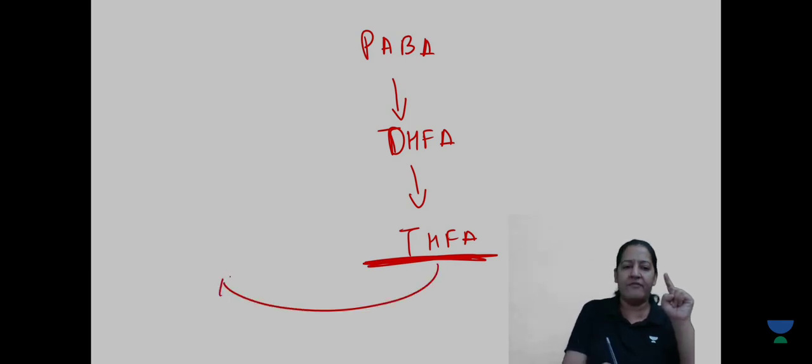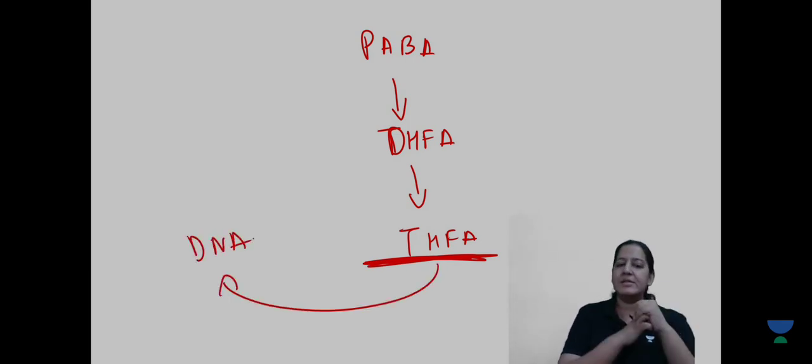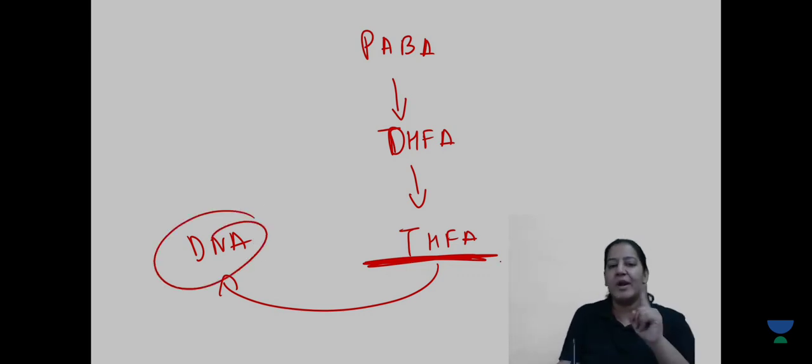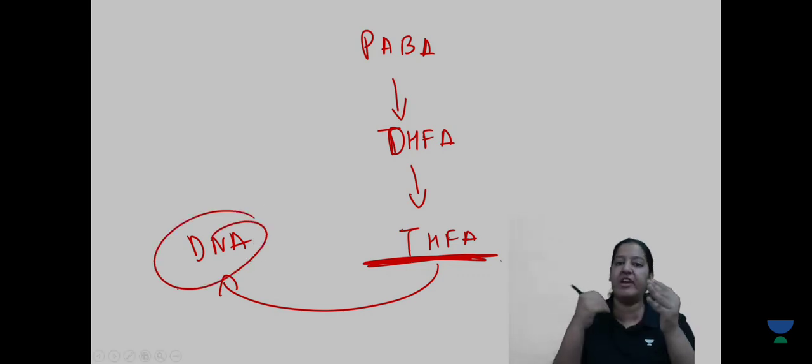PABA gets converted to dihydrofolic acid, and it gets converted to tetrahydrofolic acid. I told you this tetrahydrofolic acid is required for DNA synthesis. Have I told you? Yes or no? No one of you has asked me, ma'am, why is tetrahydrofolic acid required for DNA? At which step do we require it?